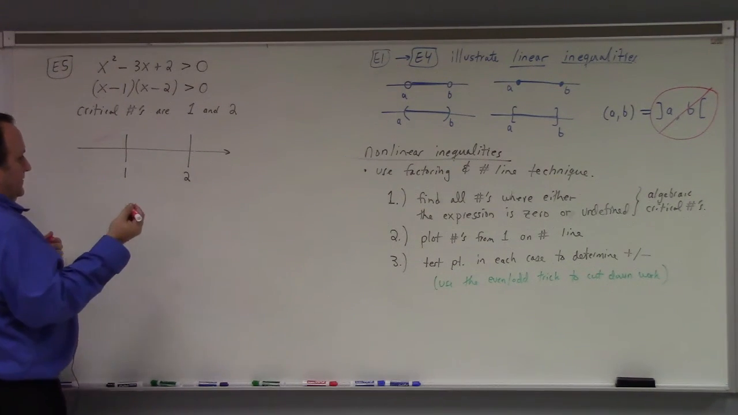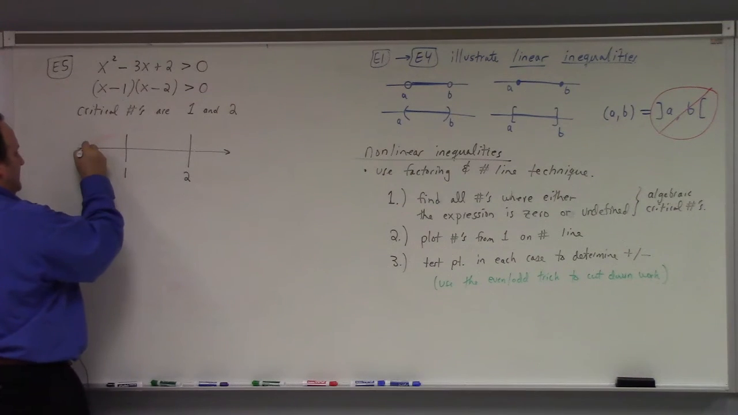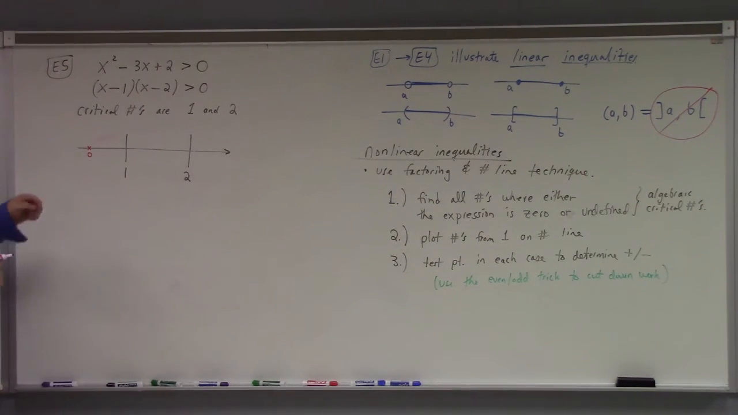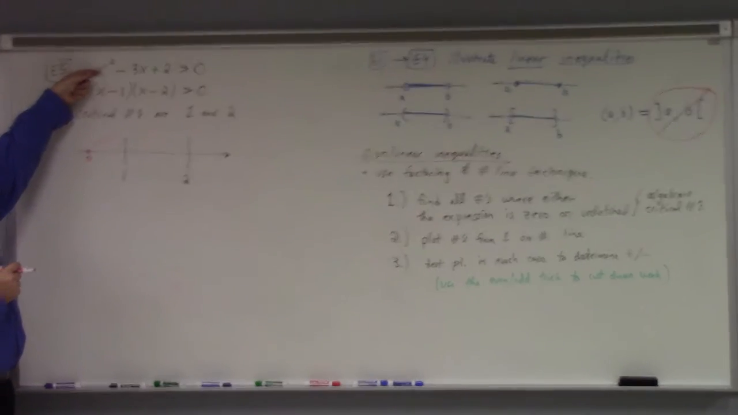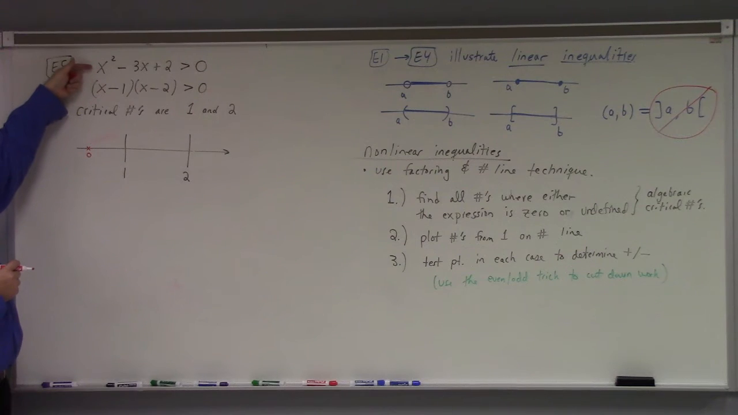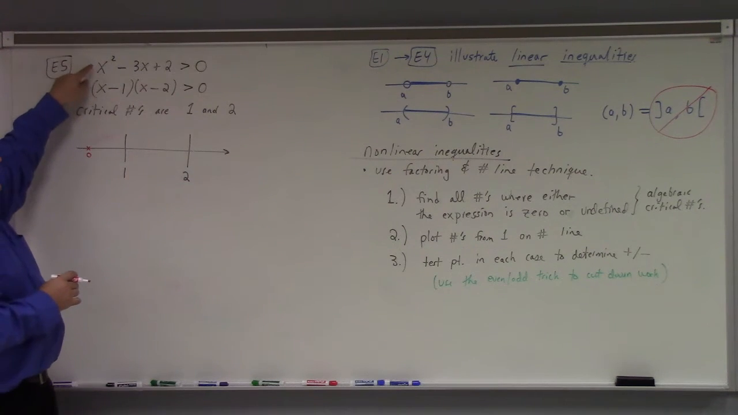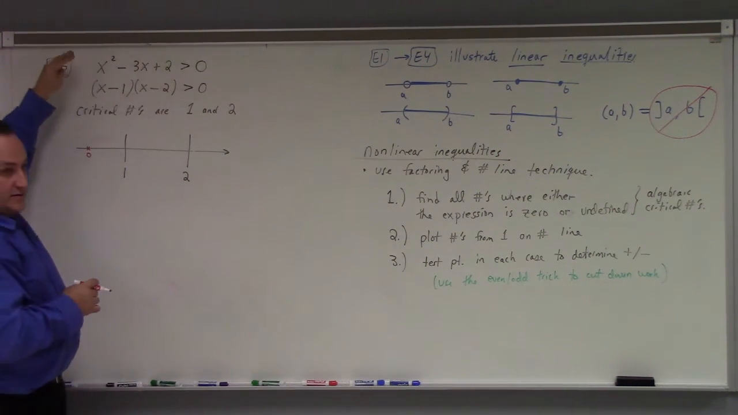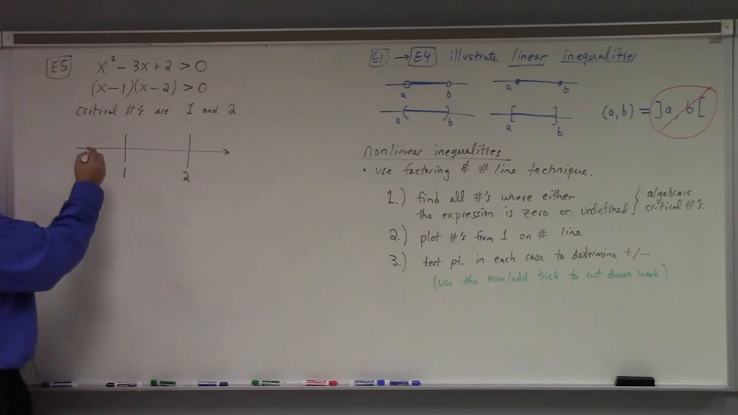So how about here? Over here I could test 0, right? 0's here. Plug 0 into this, what do you get? Yeah, 0 squared is 0. But we get 0 squared minus 3 times 0 plus 2. We just get 2, right? Plugging 0 into the expression gives us 2, which is positive. So I just put pluses.